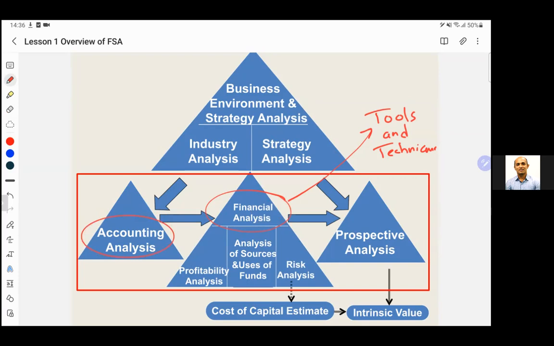You can remember last few weeks, we were discussing analysis tools and techniques. So we have studied how to do a financial analysis. But practically, before applying any analysis tool to your company's financial statements, you have to do accounting analysis. You see, accounting analysis.